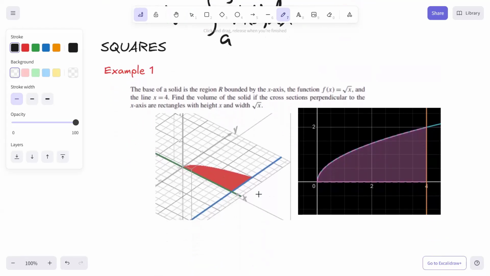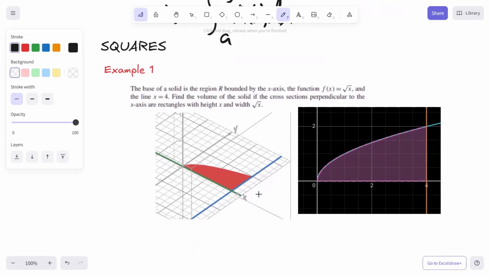So here is our first example. This one we're going to cut using squares. So the base of a solid is the region R bounded by the x-axis and square root x, and the line x equals 4. So you can see here we have a graph of the square root, the line x equals 4, and the x-axis, and that region R is right here. In this other picture, I've kind of rotated it a little bit so that you can get more of a bird's eye view of it.